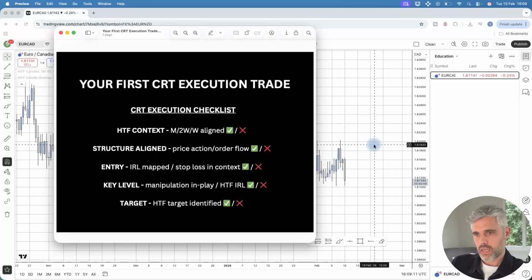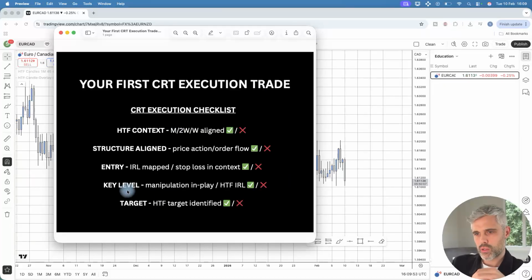So here's our checklist, and this is just recapping on what we've already talked about. First and foremost, we need a higher time frame context. We need alignment between candles to give us enough confluence and confidence to take our trade. Then we need to see structure aligning, so price action, market structure, or order flow forming in the direction of our trade. We then need to map the internal range liquidity in our price legs to then take a valid entry. And we need to create a stop loss that works in context of our higher time frame trade execution.